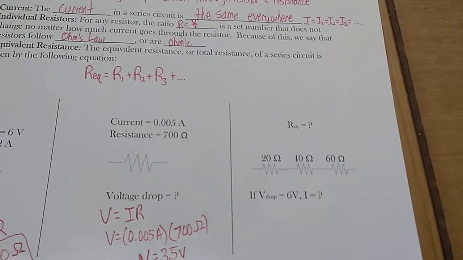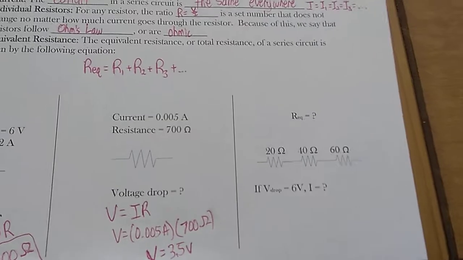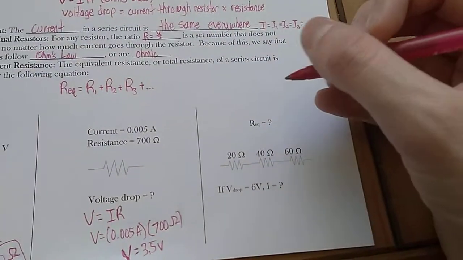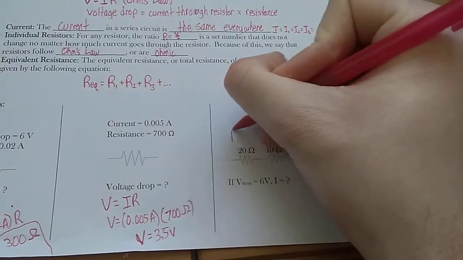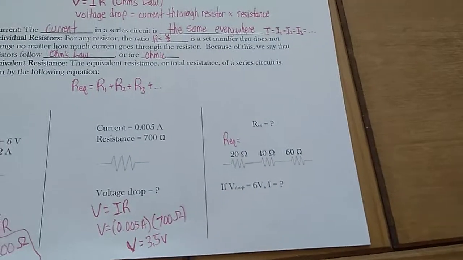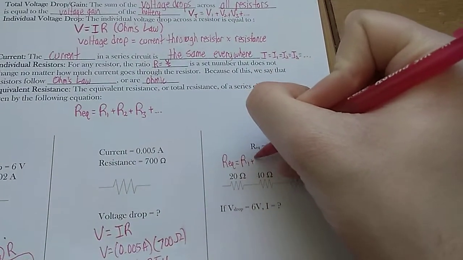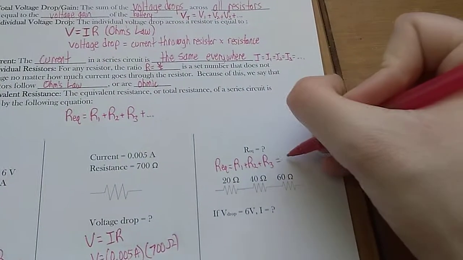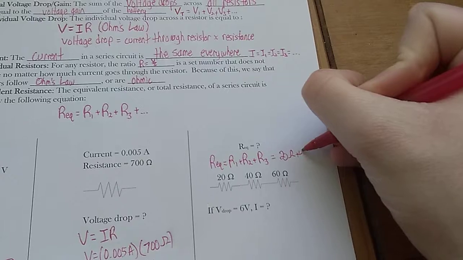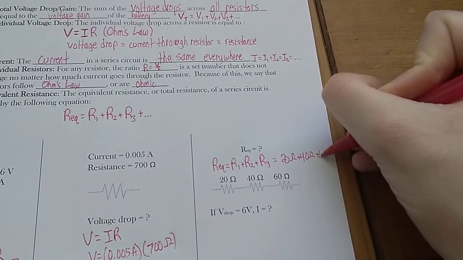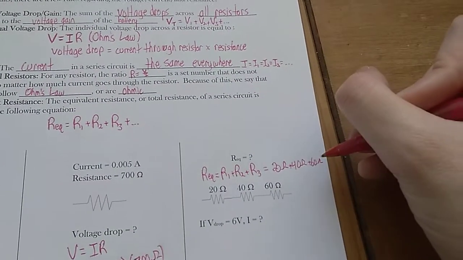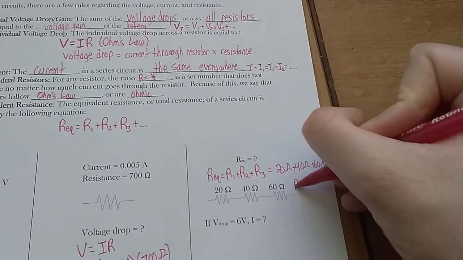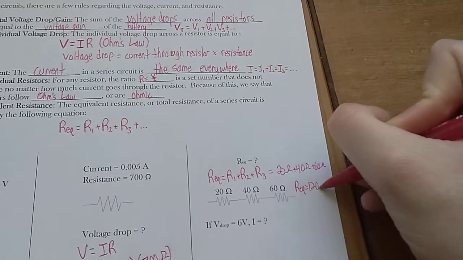Perfect. Last one. We want to know a couple different things. We want to know the equivalent resistance and we want to know the current. So the equivalent resistance here, since we have 3 resistors, is simply given by Req. And yes, you do have to write this formula. R1 plus R2 plus R3. That's just equal to 20 ohms plus 40 ohms plus 60 ohms. 20 plus 40 is 60. 60 plus 60 is 120 ohms.